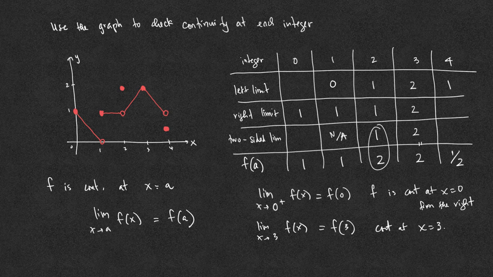And so for all of these integers, the function is continuous at x equals 0 from the right. And also, it is continuous at x equals 3. The function is not continuous at x equals 1 because there is a jump. And the function is not continuous at x equals 2 because there is a removable discontinuity.